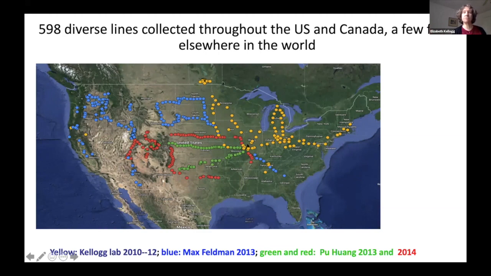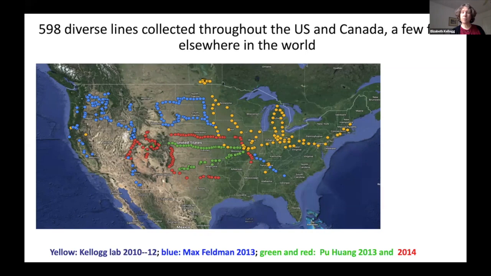The yellow dots are trips that, well, I did that one. The people from my lab made over a period of several years. Max Feldman from Ivan Baxter's lab did all the blue loops, and then green and red was from Pu Huang. This map also shows something else, and that is, of course, that St. Louis is the center of the universe. And also that Setaria viridis is very weedy and grows really well along interstate highways.